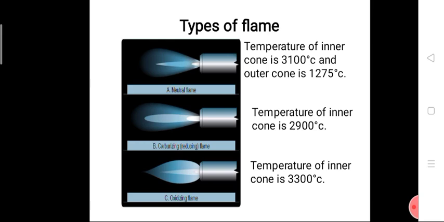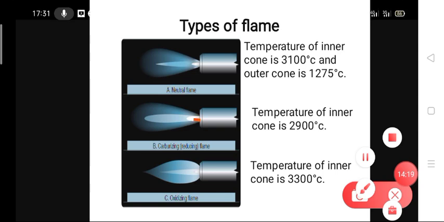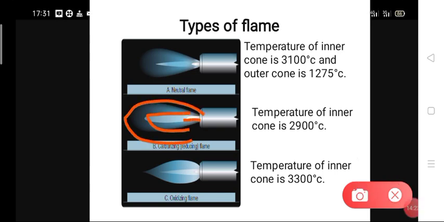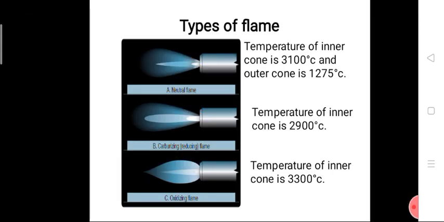We can identify that in the neutral flame, there is one internal flame and one outer flame. In the carburizing flame, there are three: first the internal cone, then the intermediate cone and the outer cone. In the neutral flame, internal and outer. Like that, in the oxidizing flame also, there is an internal cone and an outer cone. They are represented by color: the outer flame is bluish, the internal is white, and the intermediate is a little bit yellow.